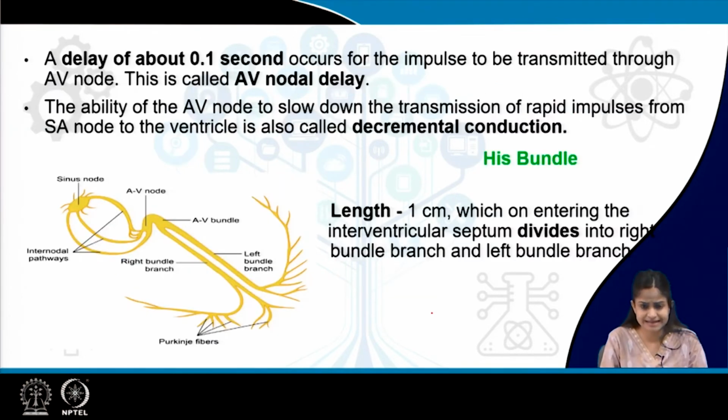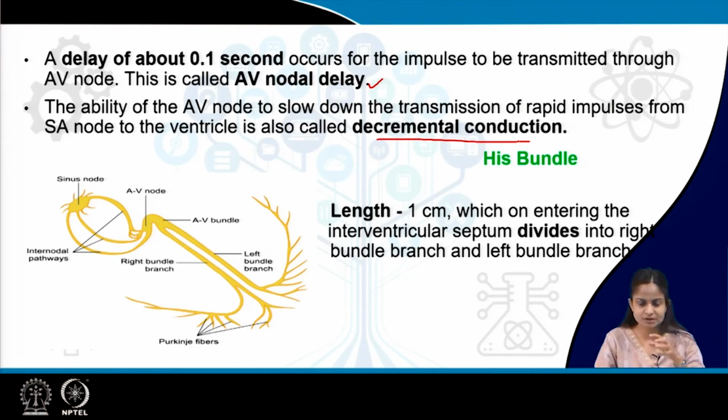Now, I had already discussed that there is a delay of 0.1 second which occurs in the AV node due to various reasons, and this is known as AV nodal delay. The ability of the AV node to slow down the electrical impulses coming from the SA node to the ventricle is known as decremental conduction. This is very important because in abnormal situations, suppose atrial fibrillation or atrial flutter, any arrhythmia related to the atria, the atria may be beating at a very fast rate, suppose 300 beats per minute.